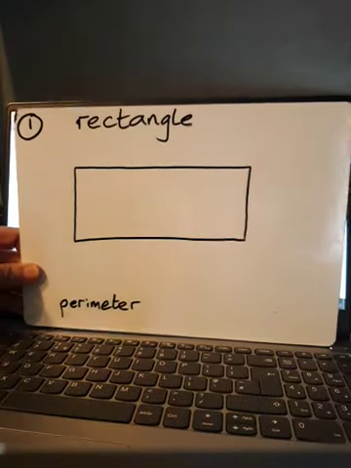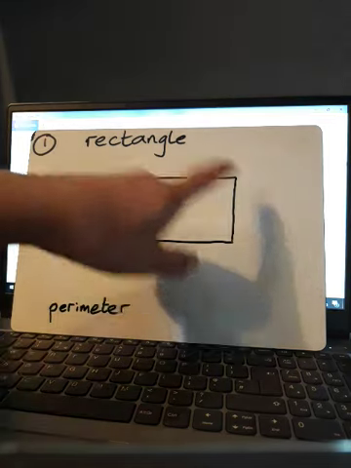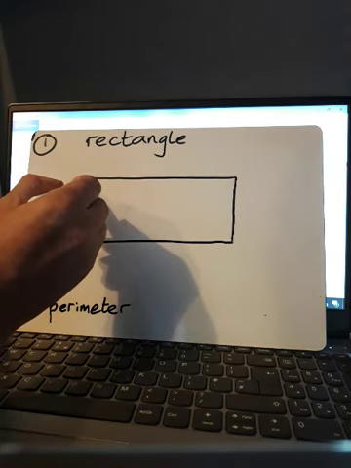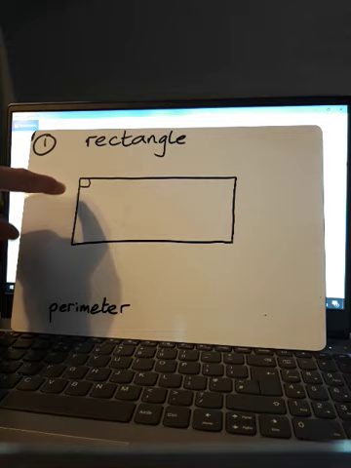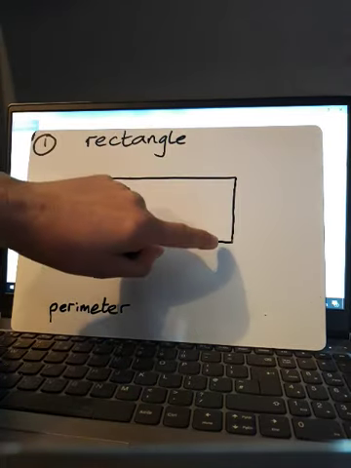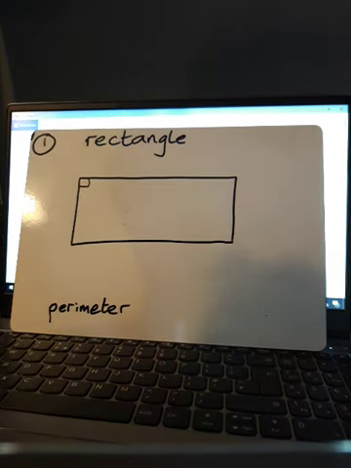Right, so I'm going to use a whiteboard now. Here's my whiteboard with a rectangle. And what do we mean by a rectangle? Well, a rectangle is a two-dimensional shape. It's a flat shape. It's got four sides. It's got four angles, and all of those angles are what we call right angles. That means they're 90 degrees. So this one is 90 degrees, this one is 90 degrees, this one is 90 degrees, this one is 90 degrees. It's got four right angles.